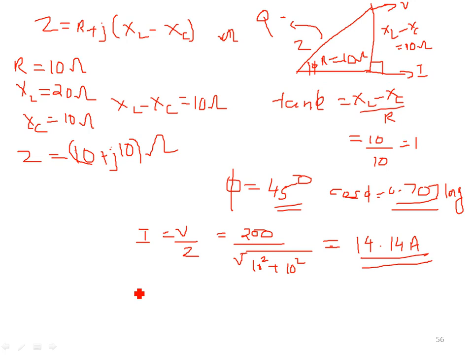What is voltage? Supply voltage is 200. So, it is 200 divided by impedance, from the impedance triangle. Z is root of 10 square plus 10 square. So, it is 200 divided by root of 10 square plus 10 square. It comes to 14.14 ampere. So, with that, I am ending with the first question in this video.